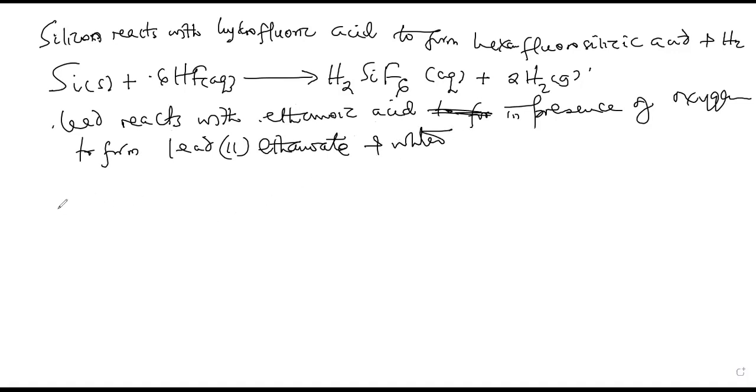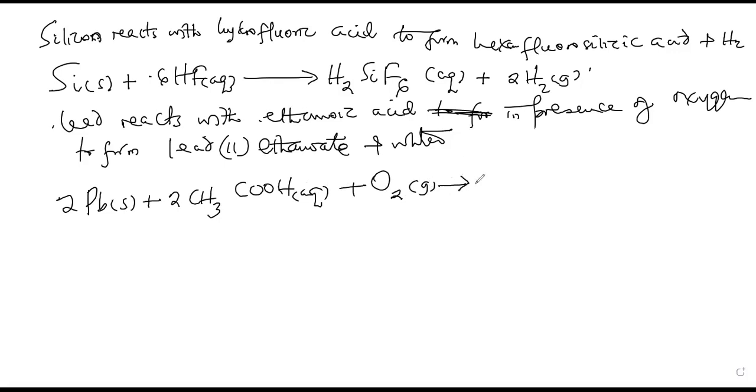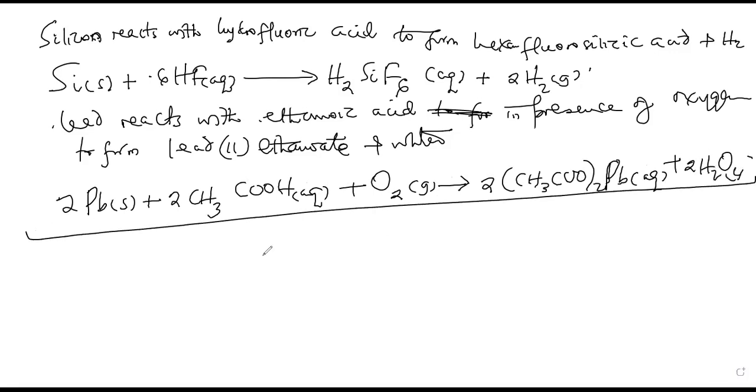and water. So we have lead plus ethanoic acid in the presence of oxygen to form lead(II) ethanoate and water. So from there, we can go to concentrated acids.